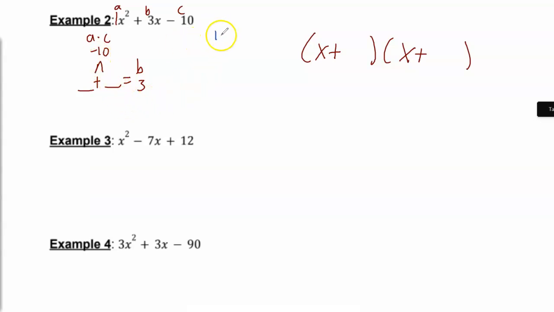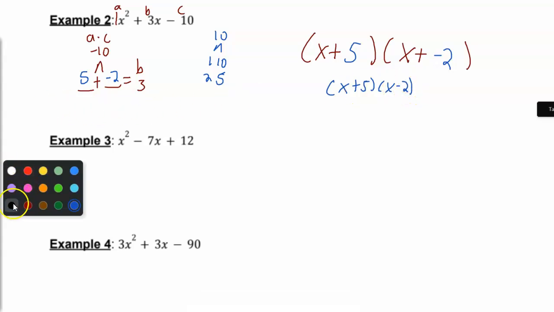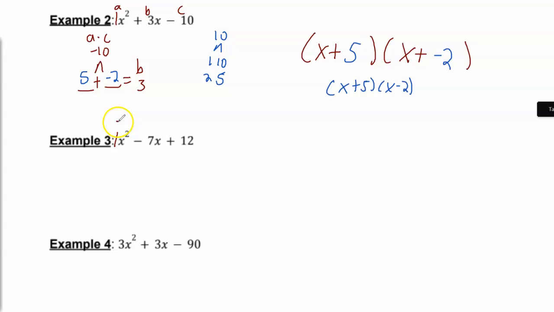So let's think about 10: 1 and 10, 2 and 5. I can use 5 and 2. In order to multiply to a negative number, one needs to be negative. So I'm going to make this negative 2. So it's x plus 5, x minus negative 2, or x plus negative 2. You also may see that as x plus 5, x minus 2. Notice how all my a's for these are 1.